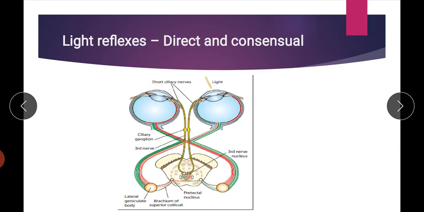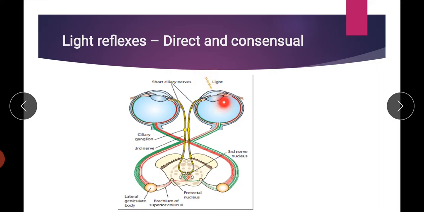So that is mainly the pathway for direct as well as consensual or indirect light reflex, because the fibers from pretectal nuclei stimulate both sides of the third nerve nuclei, as well as the fibers from the retina. Half of the fibers go to the opposite side and half go to the same side. So both sides of the pretectal nuclei are stimulated, as well as both sides of Edinger-Westphal nucleus or visceral nucleus of third cranial nerve are stimulated, and that's why the response occurs in both eyes.